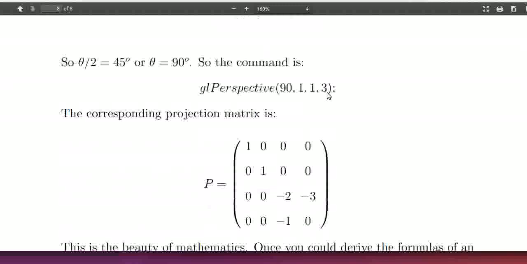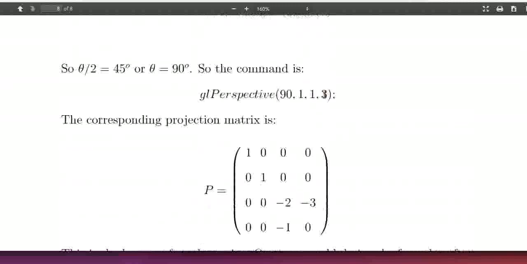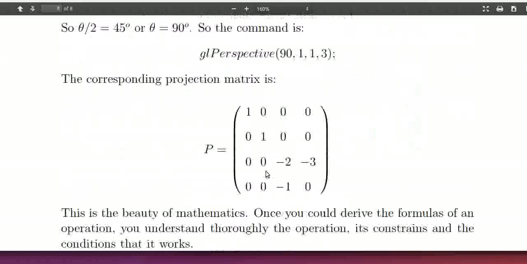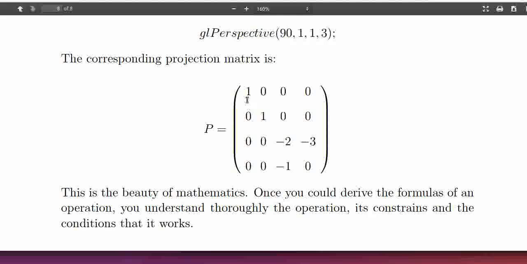is gluPerspective 90, 1, 1, 3. Okay, so this is the aspect ratio, this is the near, this is the far, and for the corresponding matrix, you just substitute this in. Theta over 2 is 45 degrees, cotangent is equal to 1. Okay, and so this term is 1 and this is 1. Okay, and these two terms are the same as before. So this is the projection matrix for this command.